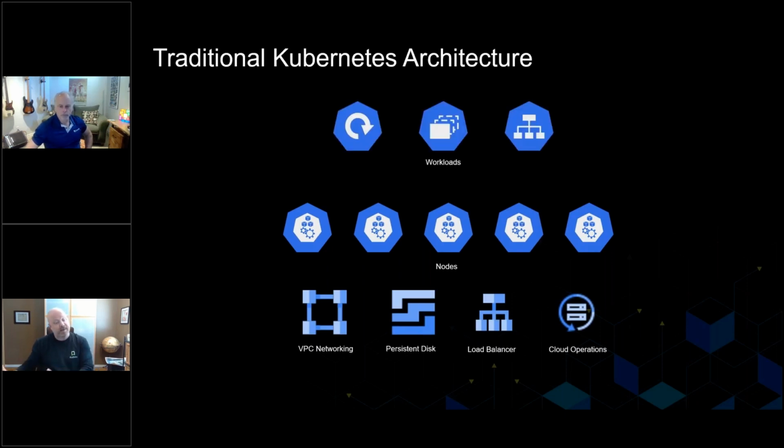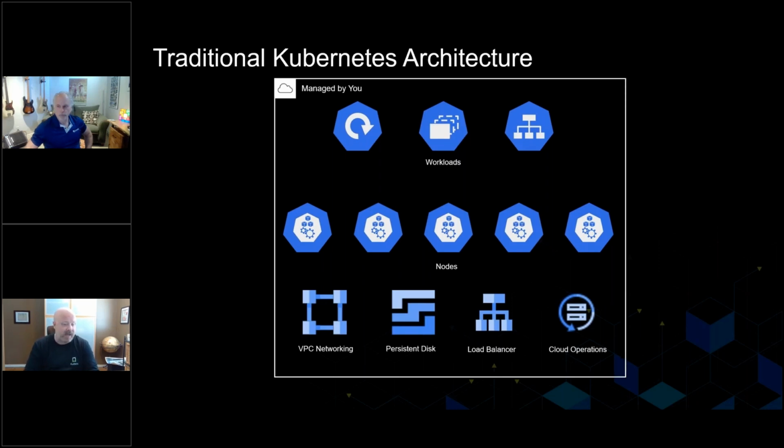And then on top of that, that's where you run your applications. That's where you run your workloads. Okay. And in a traditional Kubernetes architecture, all of this is managed by you. You're responsible for configuring and deploying every portion of this. Gives you a ton of control. So again, this is something that for a lot of customers, this is the architecture that they appreciate.